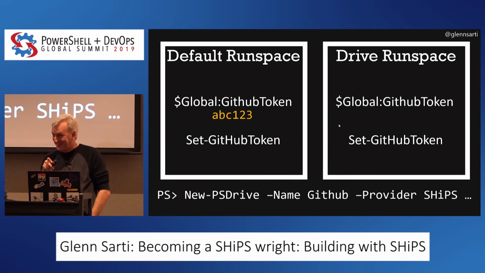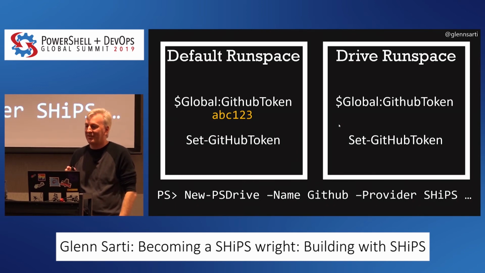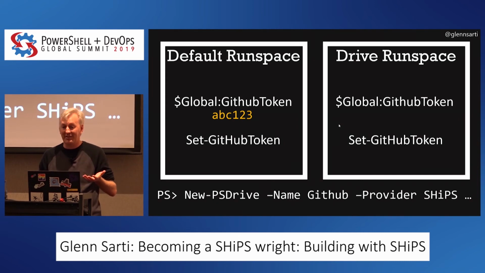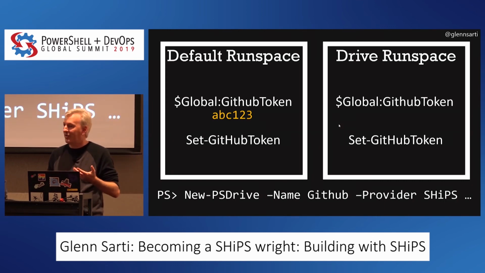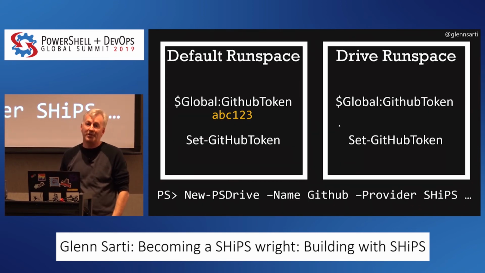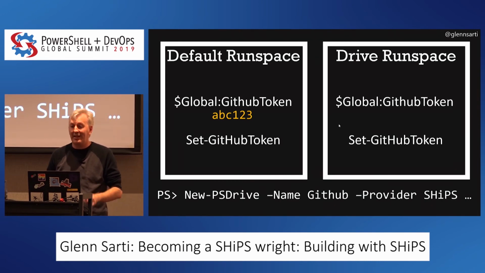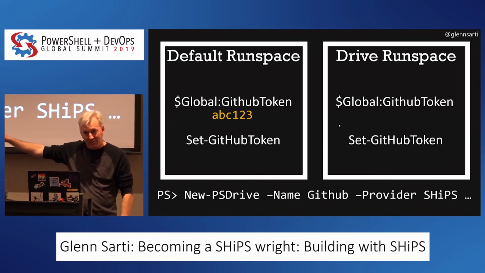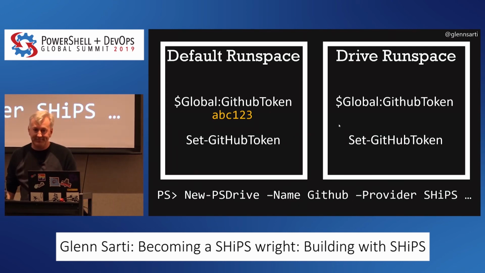You're squinting at me. Called global GitHubToken and 2 functions called Set-GitHubToken. And importantly, the drive runspace doesn't have a GitHub token in it. So anything we do with the drive, like Get-ChildItem, Get-Content, happens in the drive runspace, not the default runspace, so you don't have the token available to you. Even if you call Set-GitHubToken again, it's going to modify it in the default runspace, not the drive runspace, because when you call the method, you're over there.